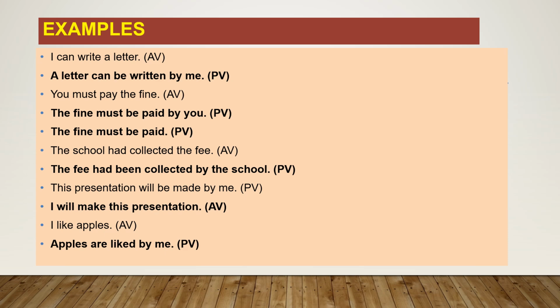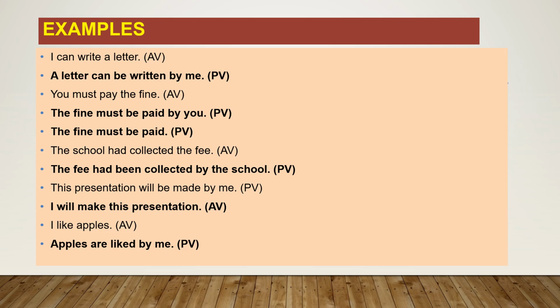This presentation will be made by me. So we have this is the passive form, not the active form. I will make, me becomes I, by is removed because we don't need it. Will be made becomes will make, and this presentation becomes the object. So this presentation will be made by me, which is the passive form, becomes I will make this presentation, which is the active form.